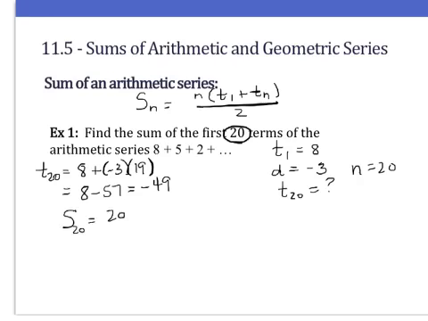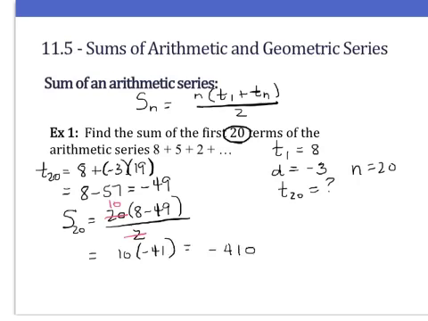So we have 20 terms, and divide by 2, and add the first term and the last term. Now I like to cancel whenever I can. And that gives me 10 times -41. And my sum of the first 20 terms is -410, which is a lot quicker than finding the first 20 terms and then adding them together.